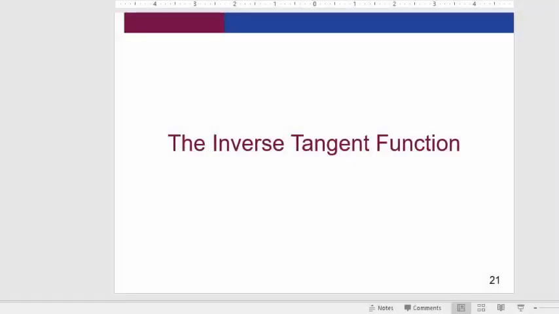So our last inverse trig function to look at is the inverse tangent function. And of course, the inverse secant, inverse cosecant, and inverse cotangent functions also exist. We're just not going to look at those, right? We're just looking at the sine, cosine, and tangent inverses.